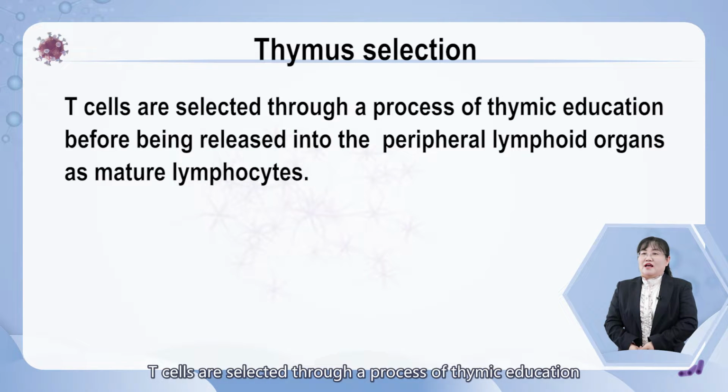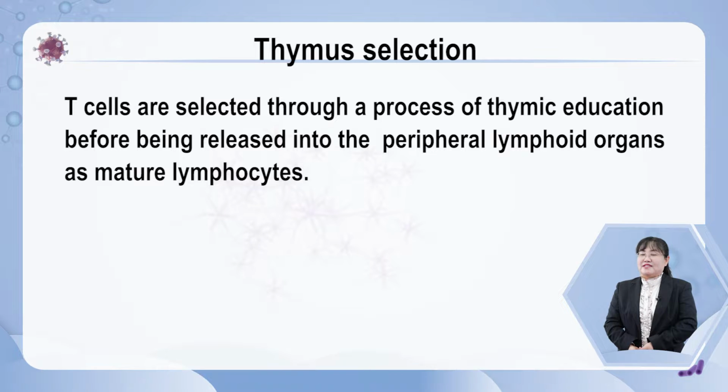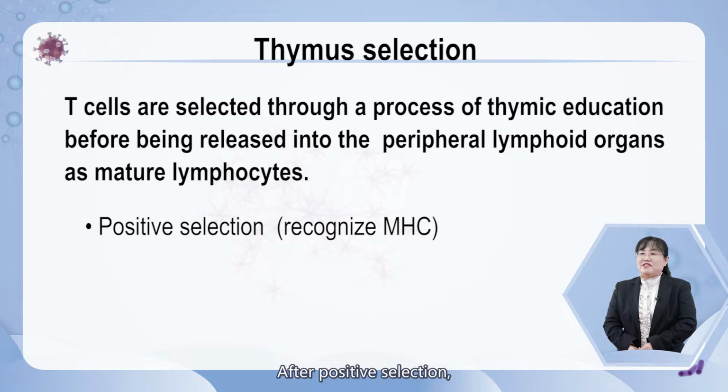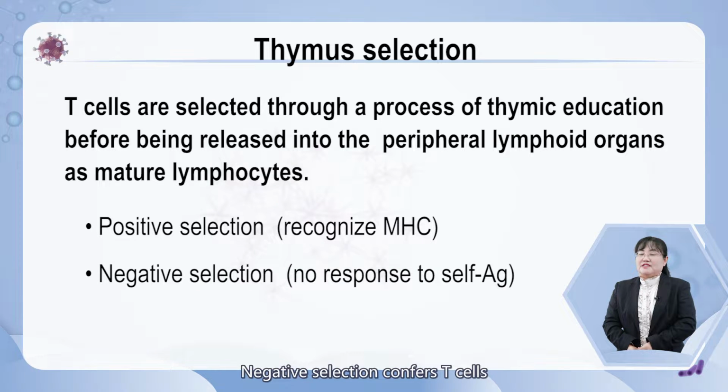T cells are selected through a process of thymic education before being released into the peripheral lymphoid organs as mature lymphocytes. After positive selection, T cells acquire MHC restriction. Negative selection confers on T cells self-tolerance. Mature T cells are CD4 positive or CD8 positive T cells.